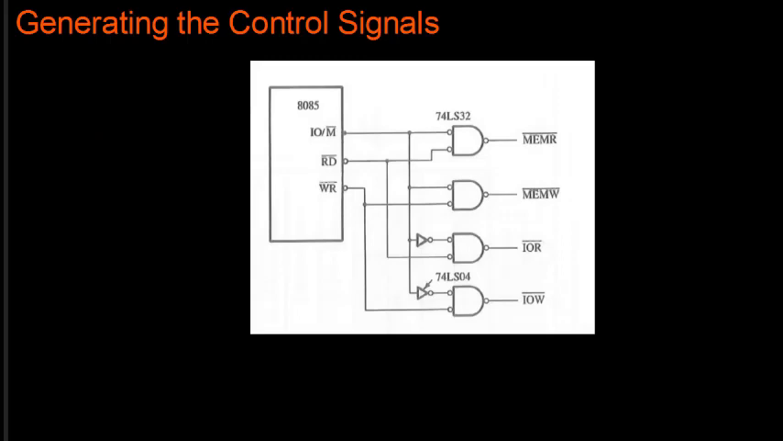Next we see how the control signals are generated by the microprocessor. We have 4 operations in this case: memory read, memory write, input output read, input output write. All are active low. So how are the signals generated? This pin has a dual function, input output slash M bar. It clearly shows that when this pin is 1, it means it is an input output operation, and when it is 0, it is a memory related operation.